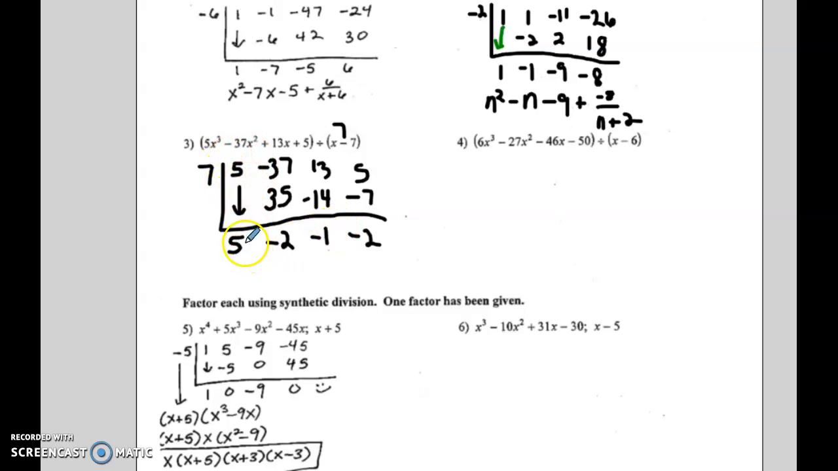So if it started as x cubed, I'm going to drop an exponent, and this coefficient's now going to be 5x squared. This started as x squared, it's going to end as just x. Whatever started as x is going to be my constant. And then again, at the end there, it's my remainder. I'm going to write it over the divisor, what I've been technically dividing by the whole time.